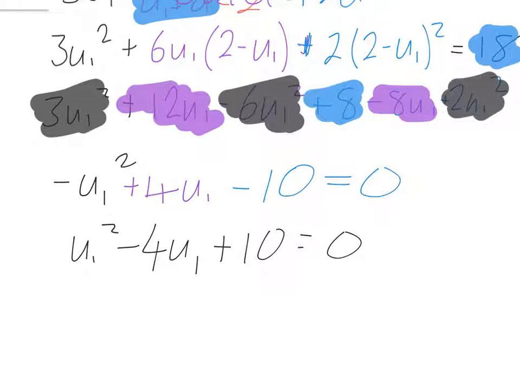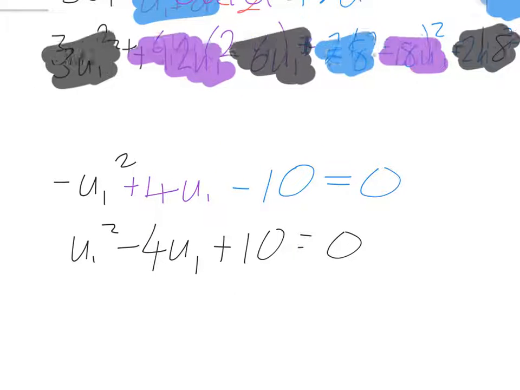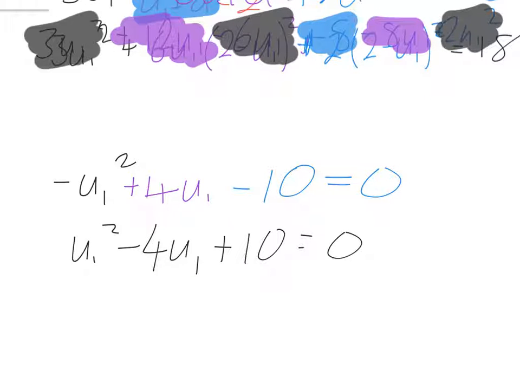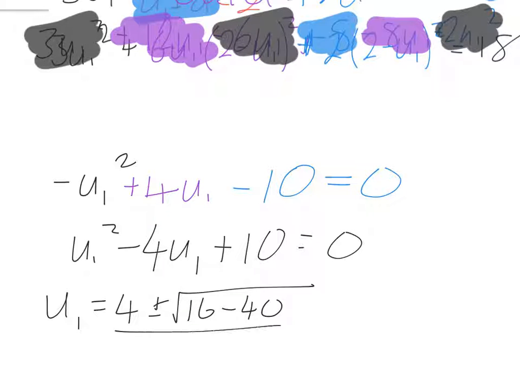So I can solve that for u1. You'll remember that u1 is alpha, one of the roots. So u1 is equal to minus b, 4, plus or minus the square root of b squared, 16, minus 4ac, which is 40, all over 2. You'll notice it's a complex root. 4 plus or minus the square root of 16 minus 40 is minus 24, over 2. Now there's two roots there, a positive one and a negative one.